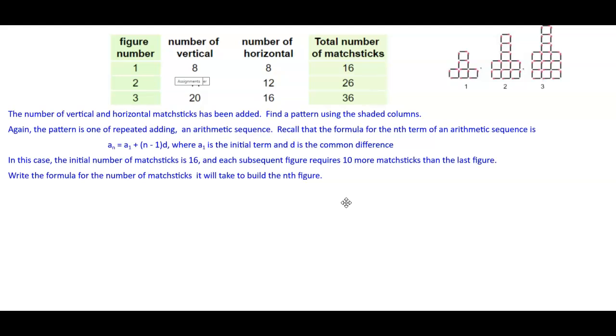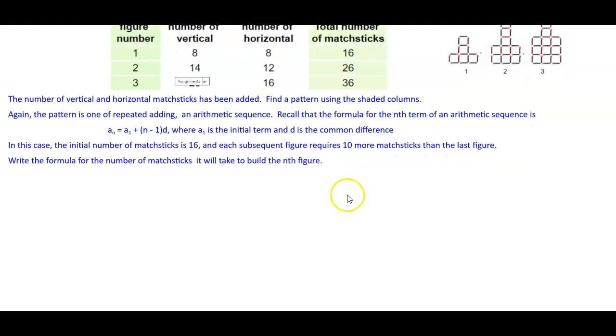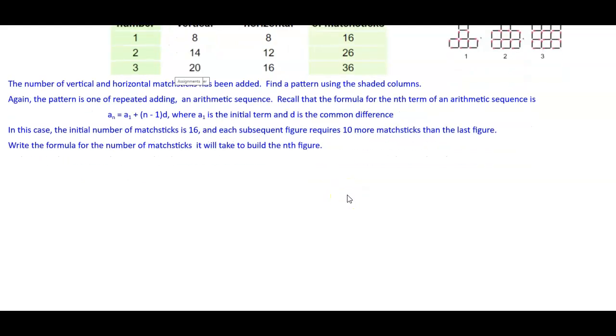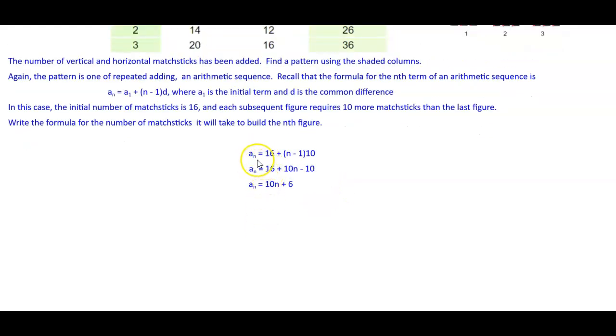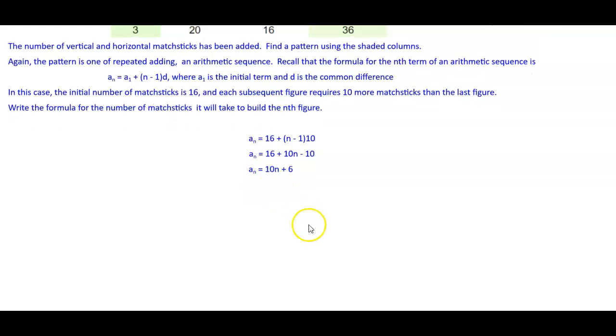So we want to write a formula for the number of matchsticks it will take to build the nth figure. If we take a look at our formula, we know 16 is the first term, and 10 is the common difference. Let's distribute the 10. And we get 10n minus 10 plus 16. So combining like terms, we end up getting 10n plus 6.